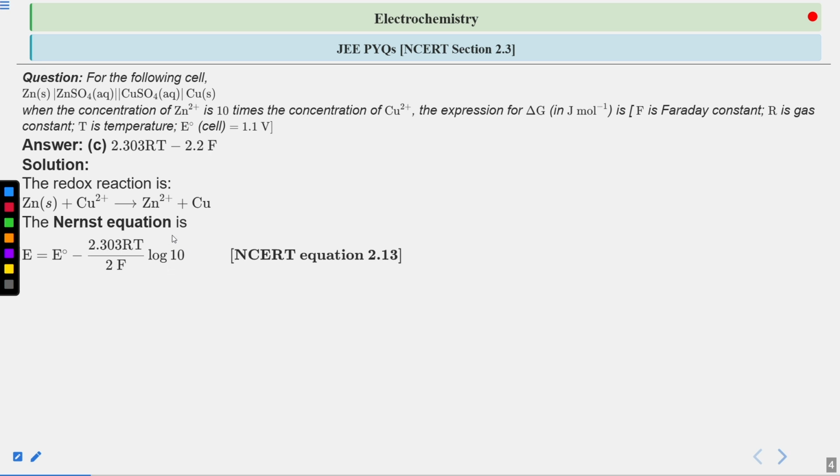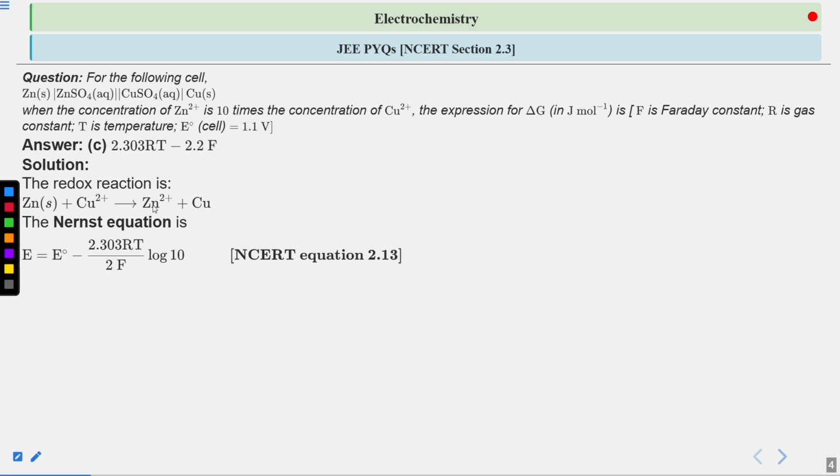Copper 2 positive will cancel out, only 10 will remain. That's why we are writing it here as log 10. You got it? So basically here comes out as log of product by reactant. Product is zinc and reactant is copper 2 plus ion. Zinc concentration is 10 times copper 2 positive concentration.